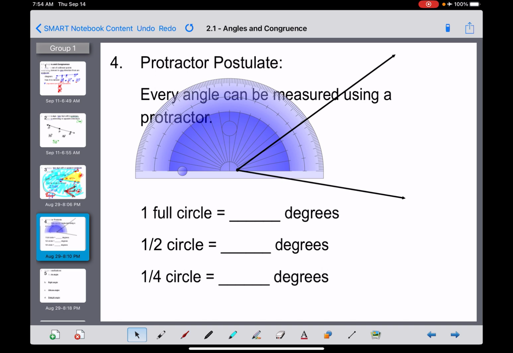We'll get to that a little bit later, but I do want to make sure that everybody understands these 3 concepts right over here. They're going to be important with everything that we do to measure angles. Most of you guys know this already. One full circle, guys, if you were to start here and go all the way around something like that, is going to equal 360 degrees.